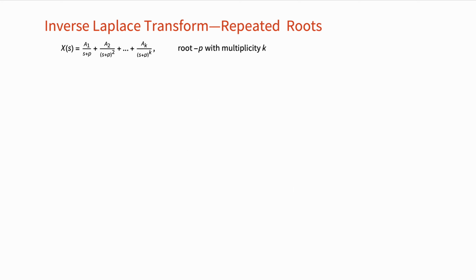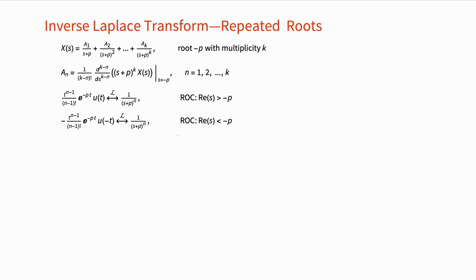Now, if one of the roots of the denominator has multiplicity k, for example, the expansion takes the form shown here. And the residue a_n, for n going from 1 all the way to k, is given using the formula shown here. We are basically multiplying the Laplace transform X of s with s plus p to the power k, and we take different ordered derivatives of that, and we have a coefficient 1 over k minus n factorial. The inverse Laplace transform of each term is obtained using the transform pairs shown here.